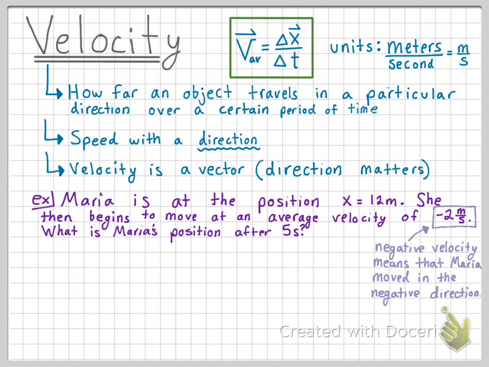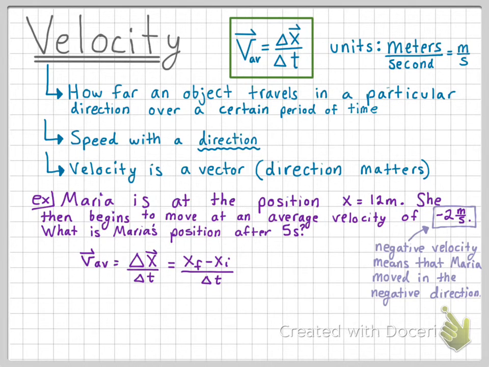Take note here that her velocity is also negative 2 meters per second. Since this is a negative velocity, we know that Maria is traveling in the negative direction. So we can assume that her final position is going to be less than her initial position of 12. We have our equation for average velocity, and once again we can expand this equation.